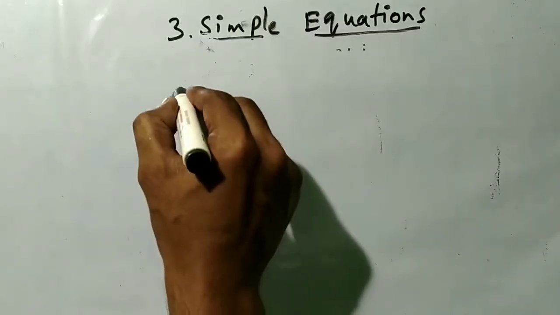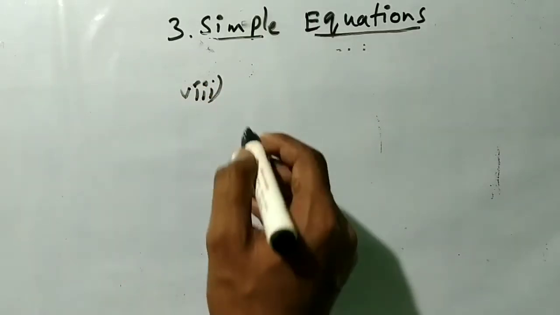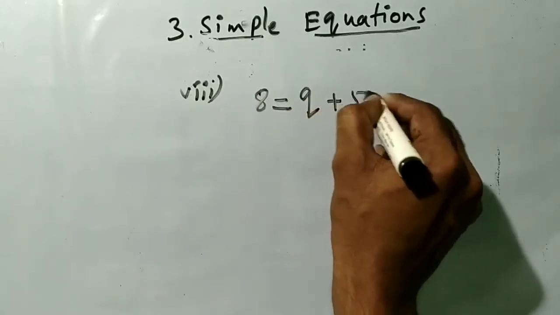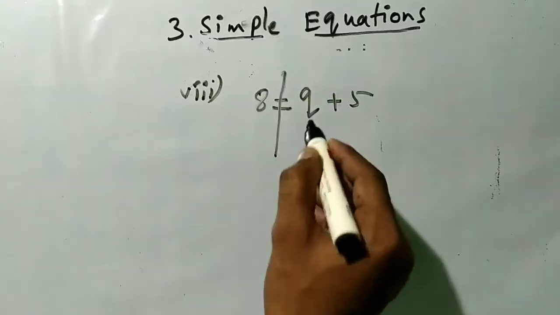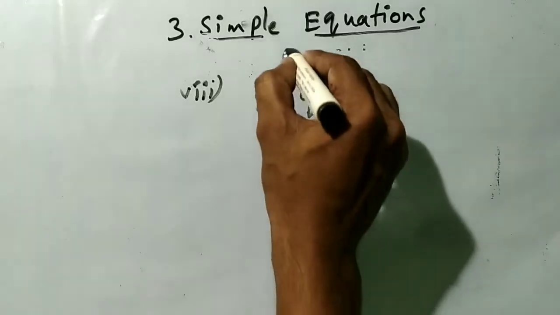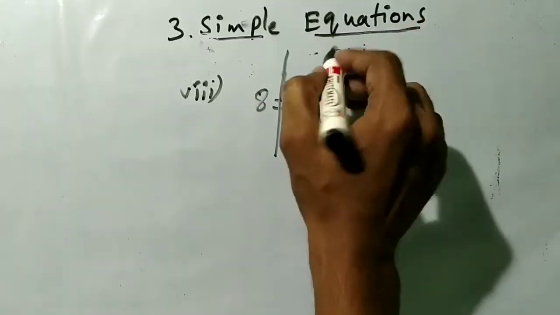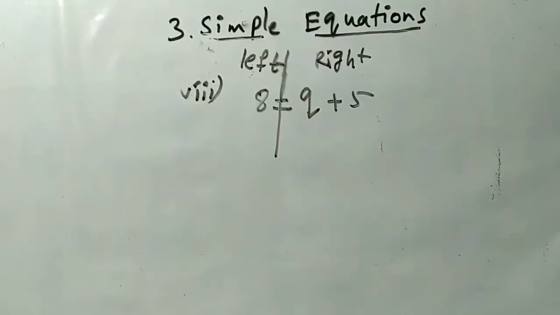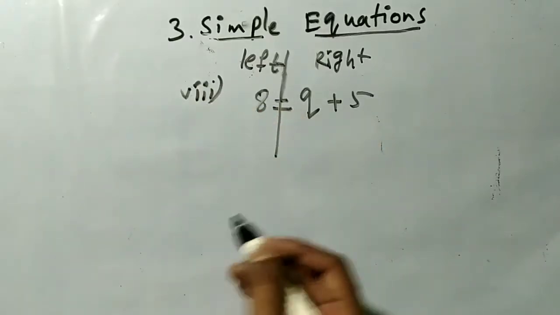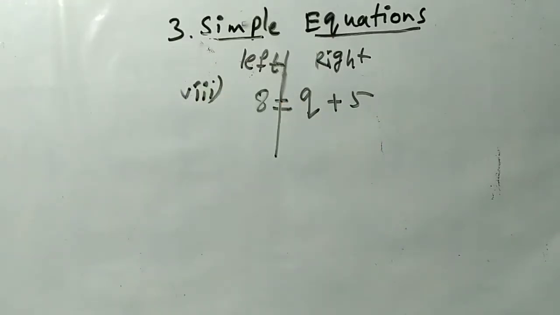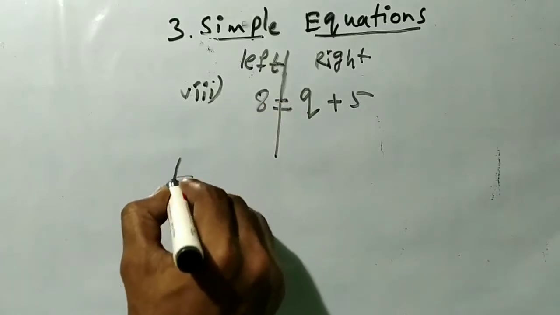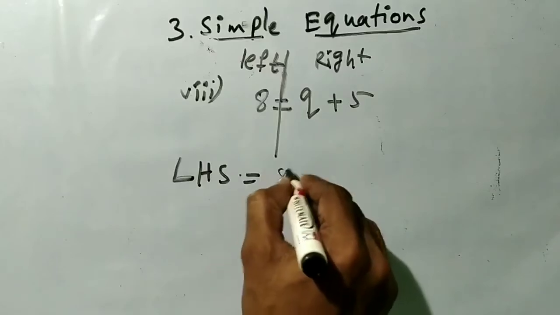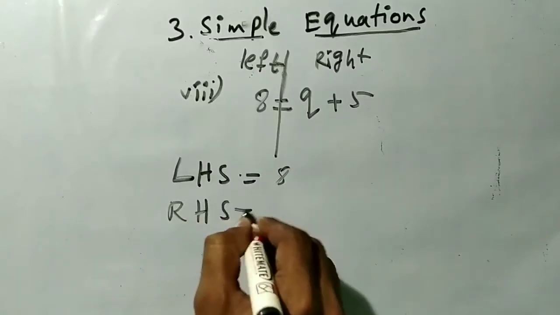Let's do the 8th one without taking the help of Balu. Here 8 is equal to Q plus 5. We have to draw a line in the middle of the equation. Here is the right side, here is the left side. That is LHS. LHS is equal to 8 and RHS is equal to Q plus 5.